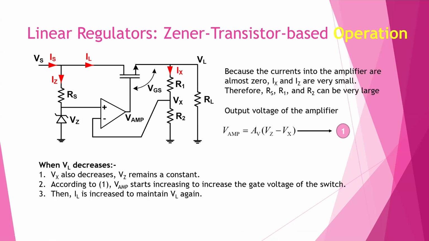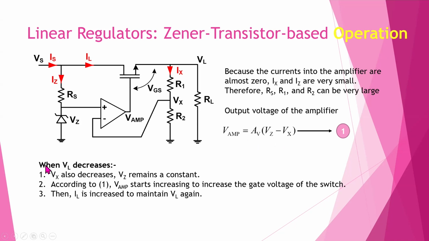Let me explain the operation of the Zener transistor and error amplifier based linear regulator. We need to assume that the current into the amplifier is almost zero. So in that case, we can select the values of RS, R1 and R2 large. Then we can obtain the output voltage of the amplifier using this expression. AV means the voltage gain. This difference comes from VZ minus Vx.